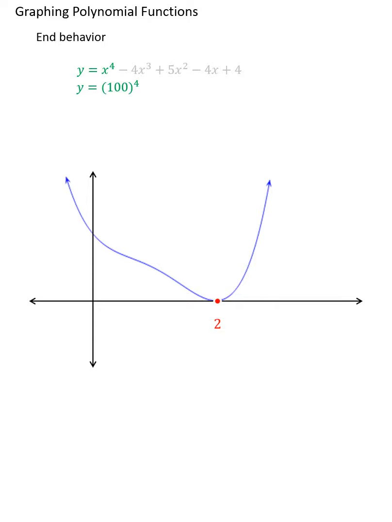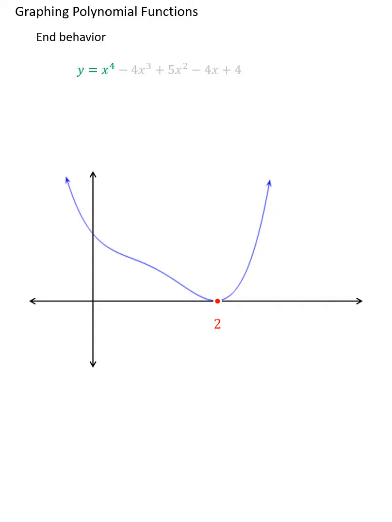For example, if x is 100, I believe this works out to 10 million. You can imagine how high up that point would be. Now, there's nothing special about the number 100, but this thought process that I'm taking you through should convince you that as x continues to get bigger, y continues to get bigger as well. And just as in the previous problem, we would say as x approaches infinity, y approaches infinity.